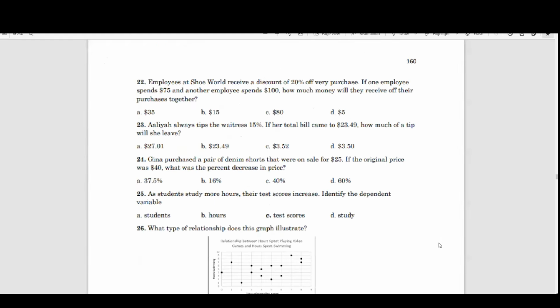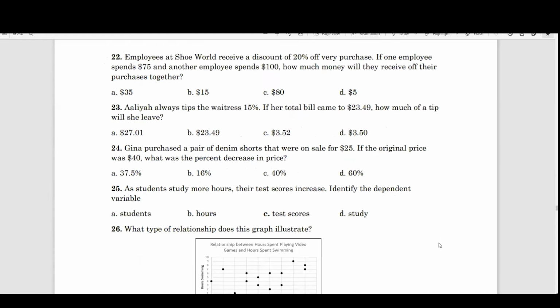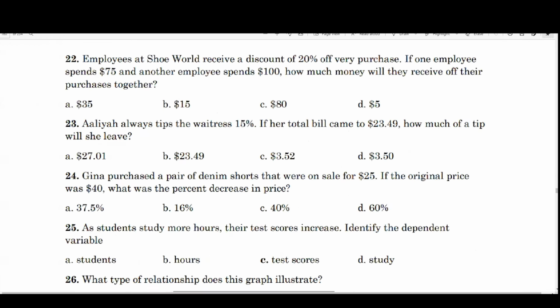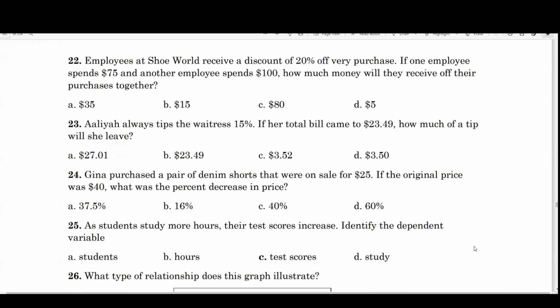All right, number 22. Employees at World receive a discount of 20% off every purchase. If one employee spends $75 and another employee spends $100, how much money will they receive off their purchases together? All right, so first things first, we know we're dealing with discounts, and the discount is a value of 20%.